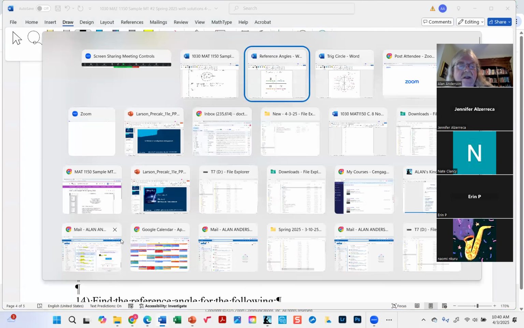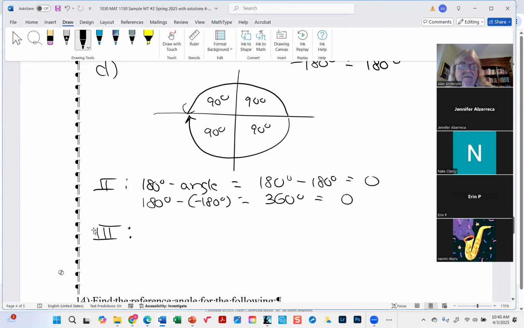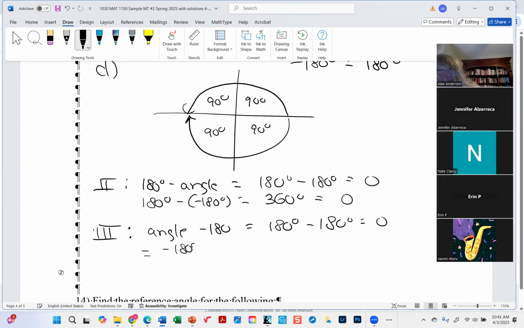Okay. All right. Anyway, so the third quadrant formula is, now I lost it. Oh, yes, angle minus 180. It's the same thing. 180 minus 180 is 0. If you insist on using the negative, you'll get negative 360, which again is the same thing as 0. So anyway you look at it, it's just 0, right?